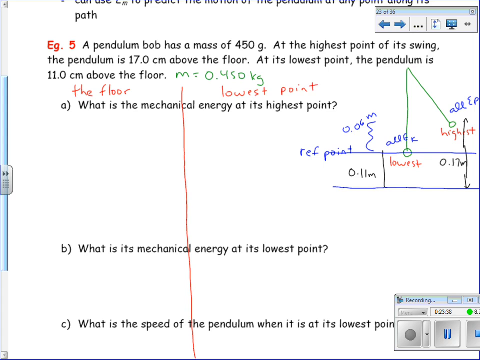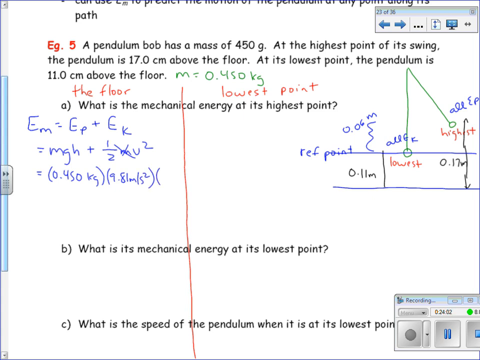So if we use the floor as the reference height, then mechanical energy is the sum of potential plus kinetic energy. So that's mgh plus 1/2 mv squared. Now, there is no kinetic at that highest point, right? So it's just mgh, so 0.450 kilograms times 9.81 meters per second squared times the height of 0.17 meters, which gives you a mechanical energy of 0.750 joules.